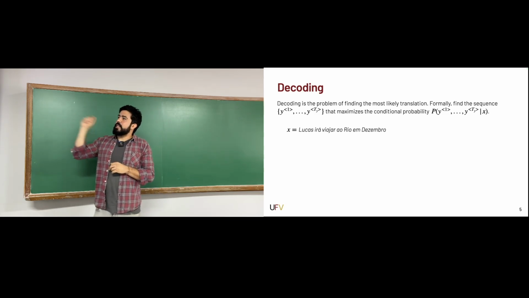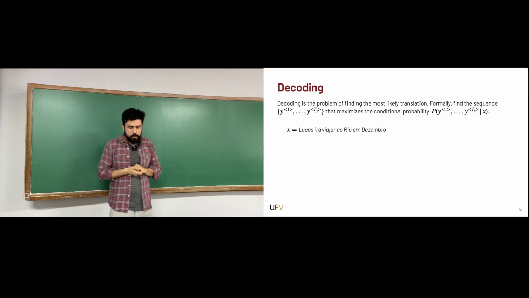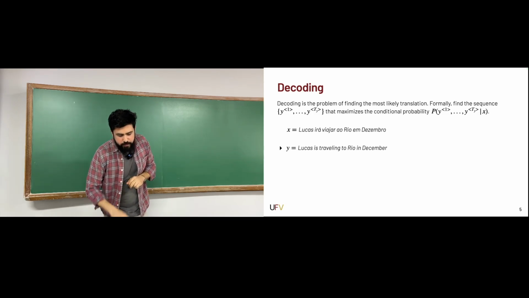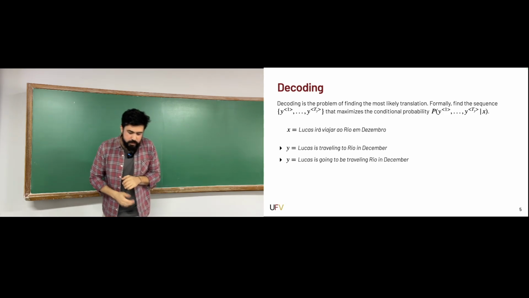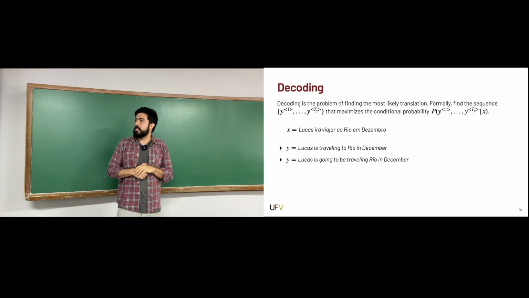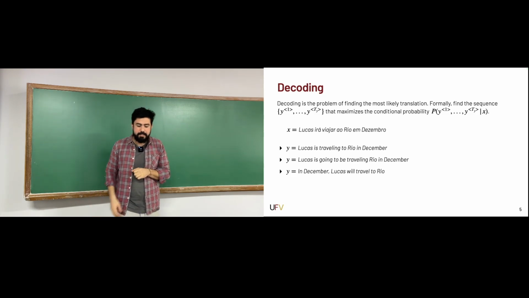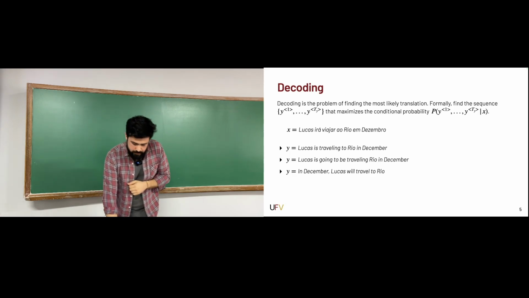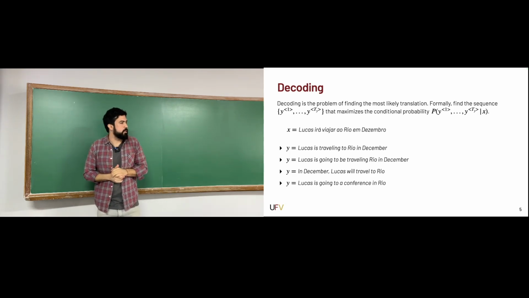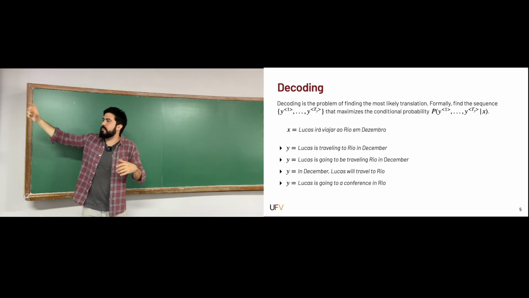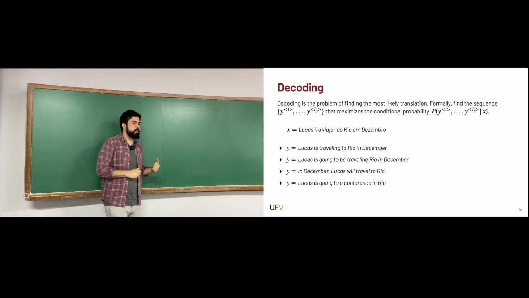So let's think about that input sequence x. Lucas irá viajar ao Rio em dezembro. Okay? So we could have the following translation. Lucas is traveling to Rio in December. We could have this one. Lucas is going to be traveling to Rio. It's missing a 'to' there in December. Or in December, Lucas will travel to Rio. And Lucas is going to a conference in Rio, maybe just by chance. Okay? Anyone could argue that the first 3 are correct translations of the input sequence x.